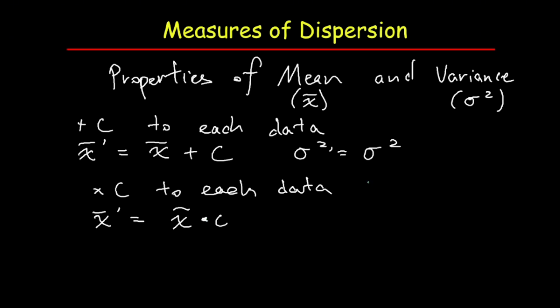Now, with the variance, the variance would actually also increase. Let me give you an example. If we have 1, 2, 3 as our original data, and we multiply everything by 2, we will get 2, 4, 6. And 2 and 6 are clearly further apart from the mean of 4 than 1 and 3 are from the mean of 2. So sigma squared, or the variance, will actually be increased by a multiple of c.